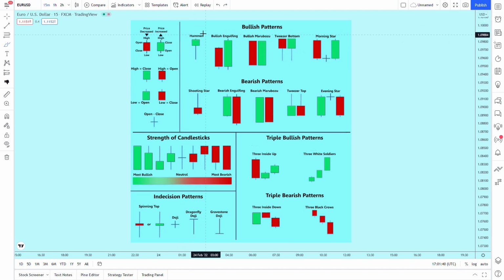Then we have a hammer, a shooting star, evening star, morning star. Very cool and popular patterns, and you will see them a lot. Here you can see indecision patterns.